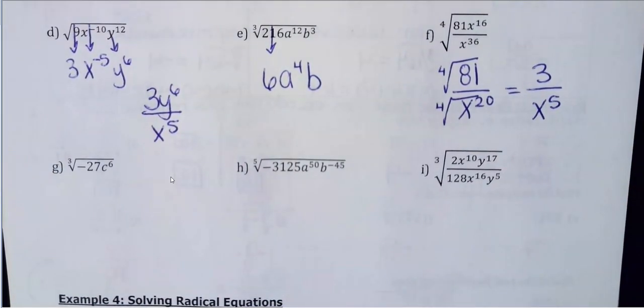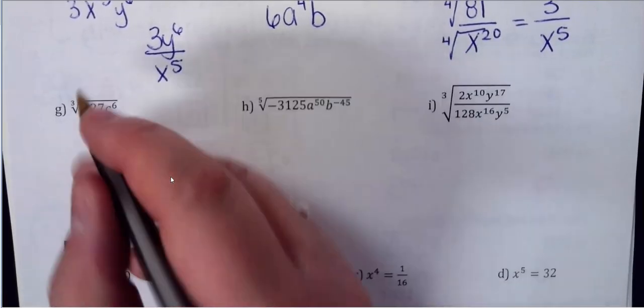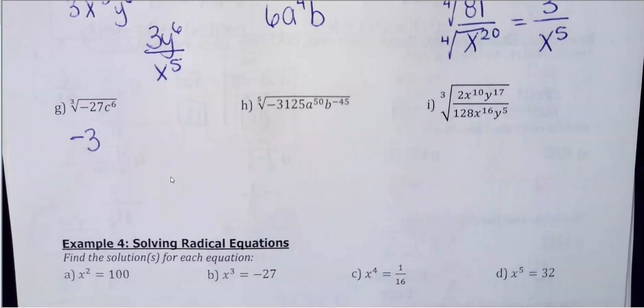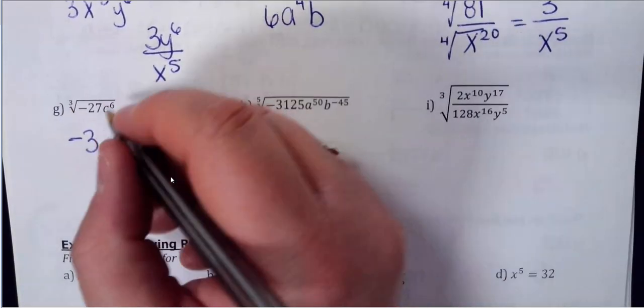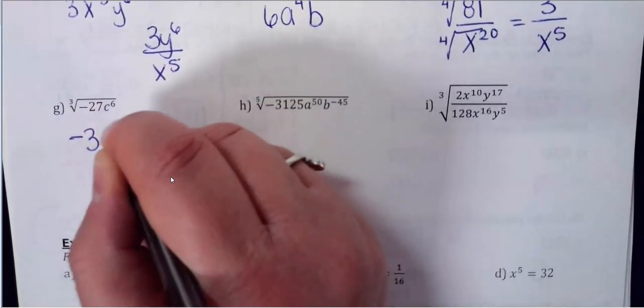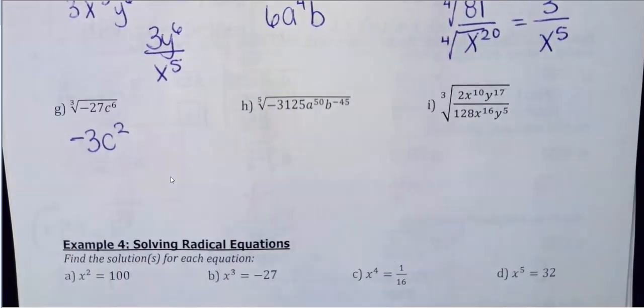Okay, now a negative under an odd root is totally fine. So cube root of negative 27 is just negative 3. Do not create a fraction here. You don't have a negative exponent. It's just a negative number. That's cool to stay where it's at. All right, cube root of c to the 6. 6 divided by 3 is going to give you 2. So it should be negative 3c to the 2nd.